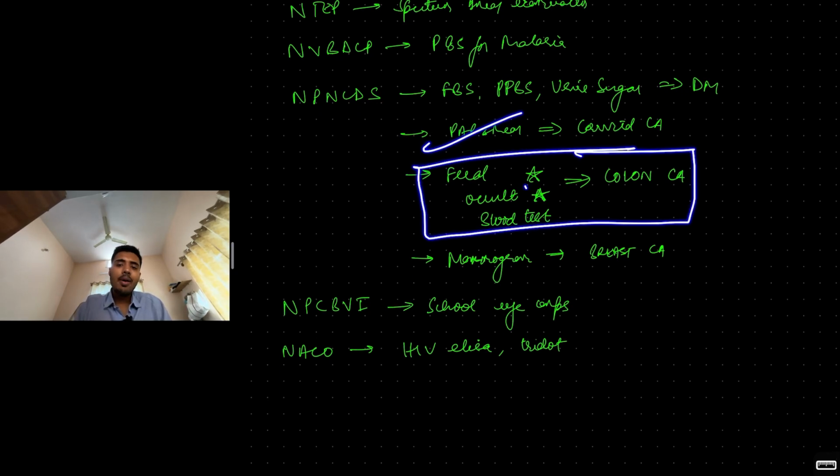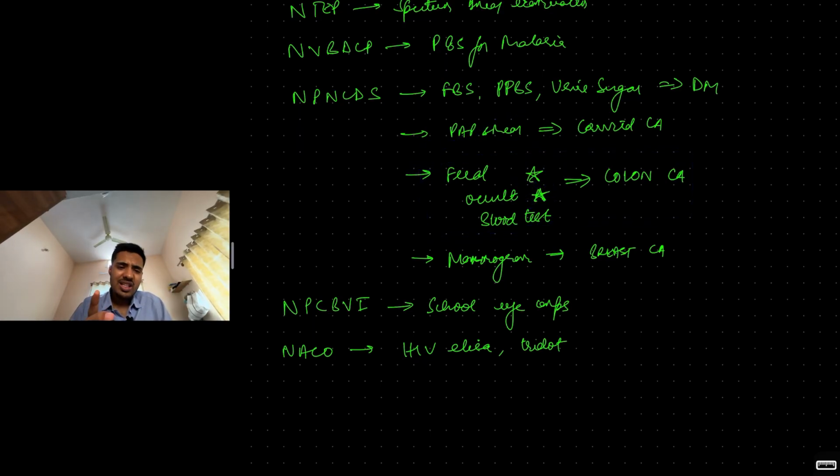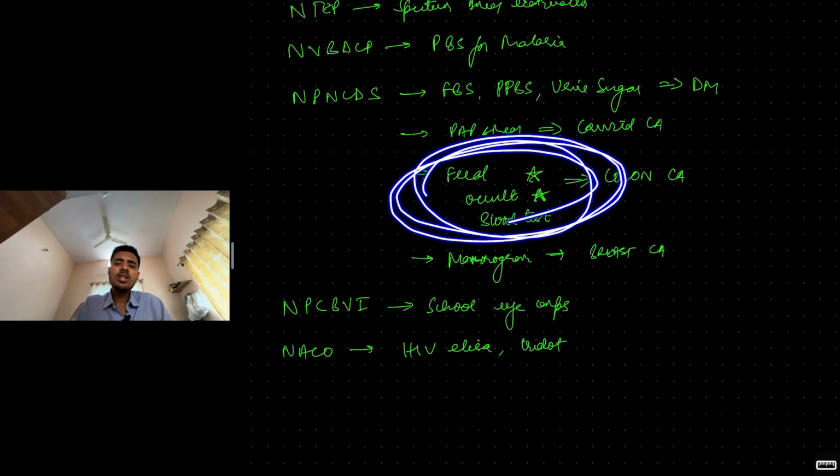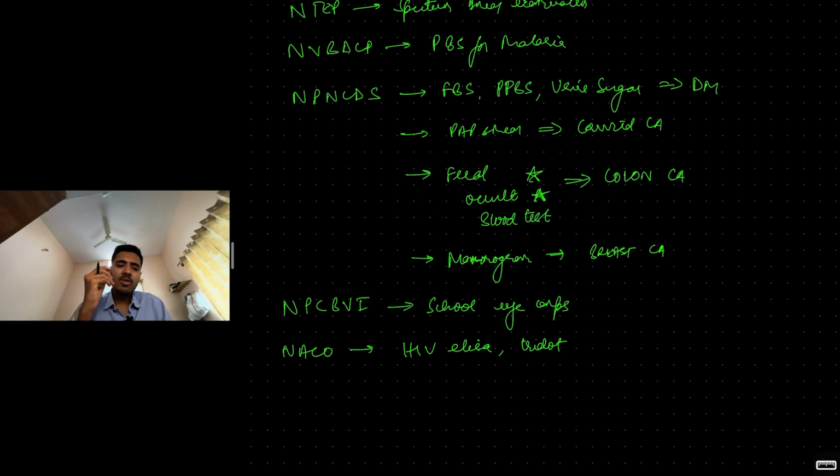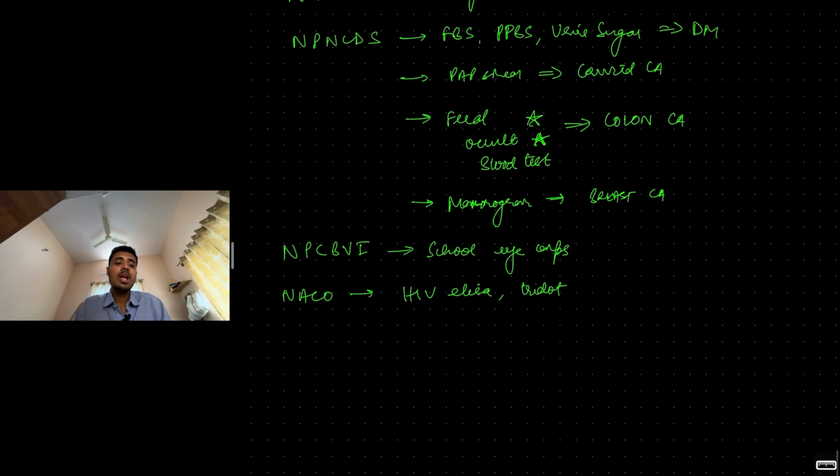Now, why I put a star for colon cancer: the fecal occult blood test is a screening test, and early diagnosis makes a huge difference in the prognosis. This fecal occult blood test, if you diagnose small amounts of blood in the stool in the early stages, then colon cancer prognosis improves, it makes a huge difference. And mammogram for breast cancer, all this is NPNCDS.